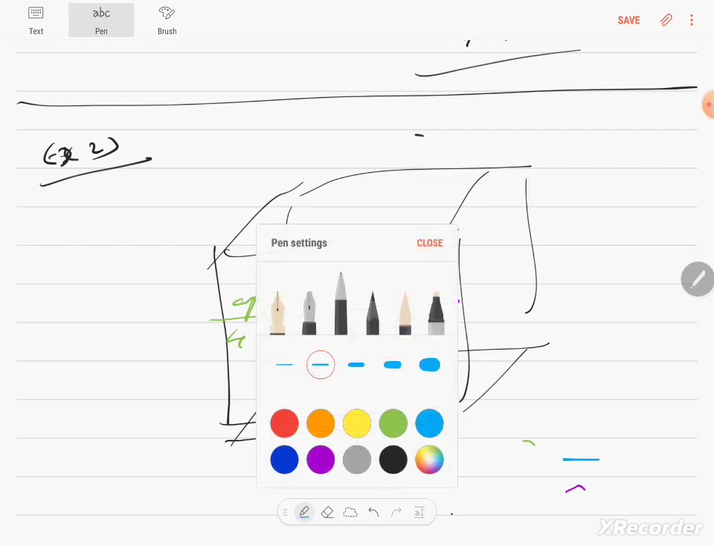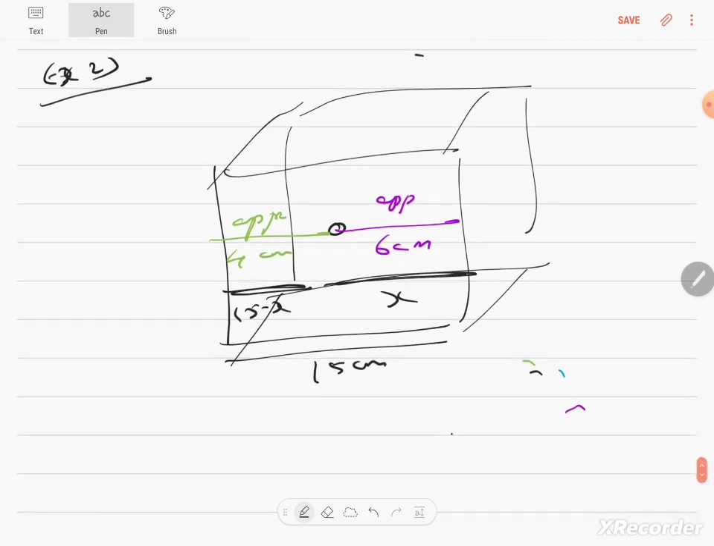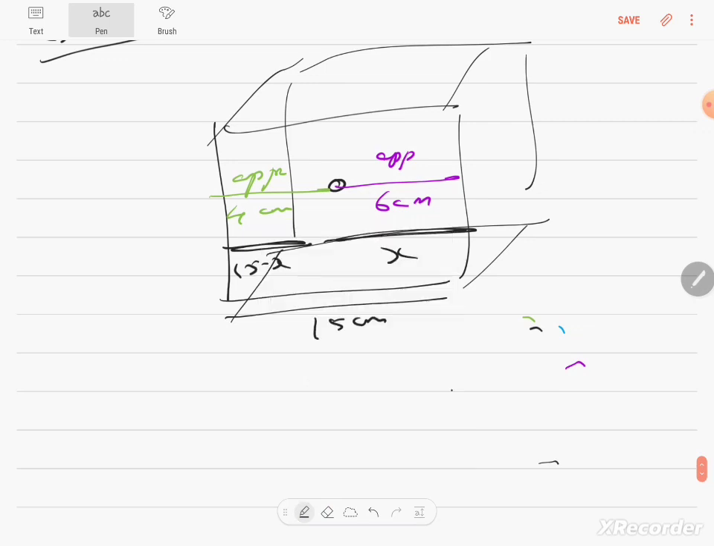You should consider this side the real depth is x. Without forgetting, this side is x and this side will be 15 minus x. If it is correct, that's correct. First one is x, next one is 15 minus x. And you know that, this is a glass slab. What is the refractive index of glass slab? Water only 4 by 3. Glass slab is 3 by 2. Glass is always 3 by 2, 1.5.